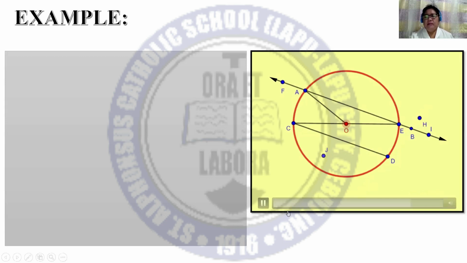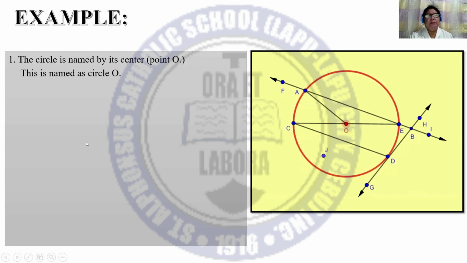And then we have points H and G, a tangent line, and the point of tangency is point D. So again, let us name them. The circle is named by its center point O. So the red circle is named as circle O.